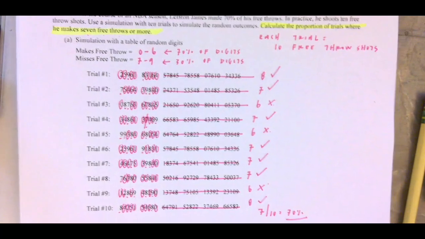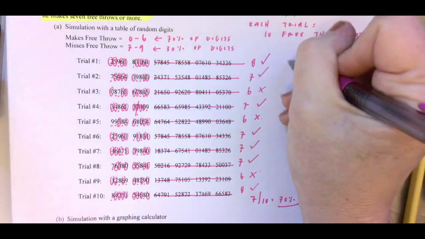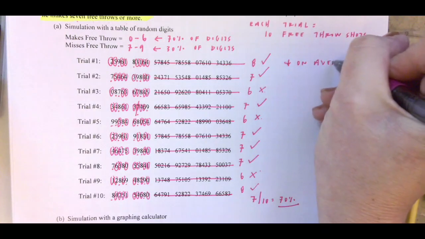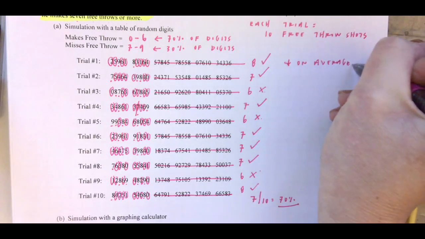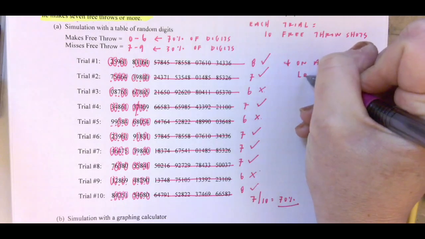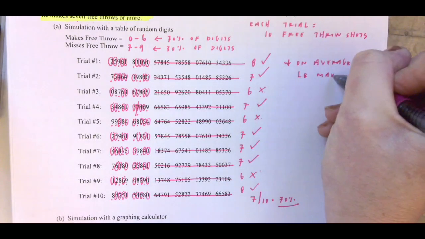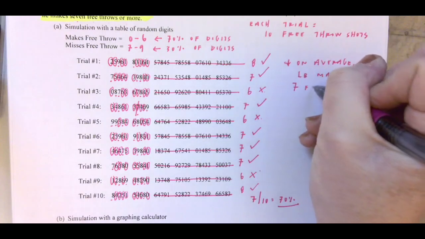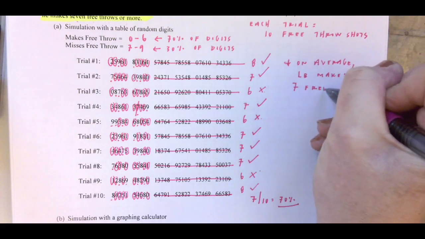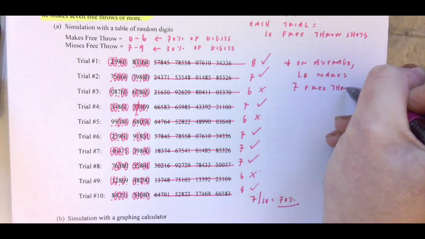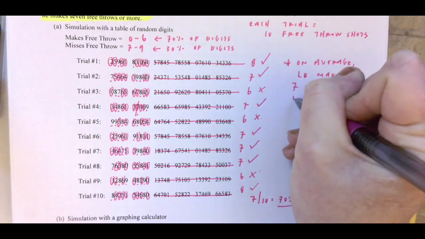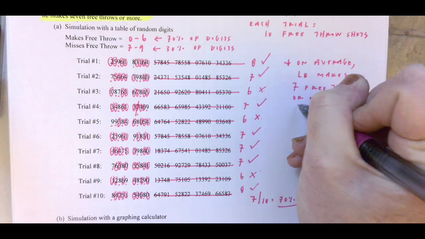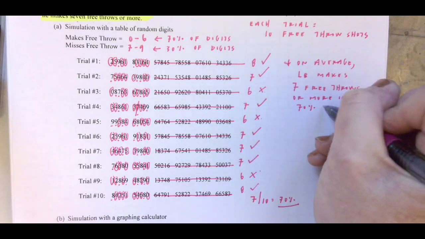So our summary right here to the side, we would say something like, on average, LeBron makes 7 free throws or more in 70% of trials.